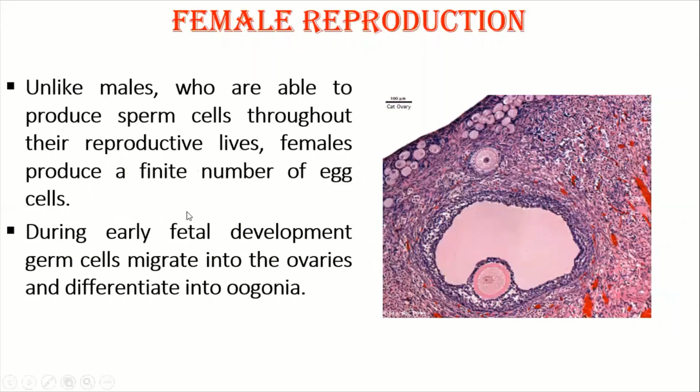Unlike males who are able to produce sperm cells throughout their reproductive lives, females produce only a finite number of egg cells, which we will discuss later on. During early fetal development, these germ cells migrate into the ovaries and differentiate into oogonia. So the first stage is the oogonia, which give rise to different cells we'll see later on.